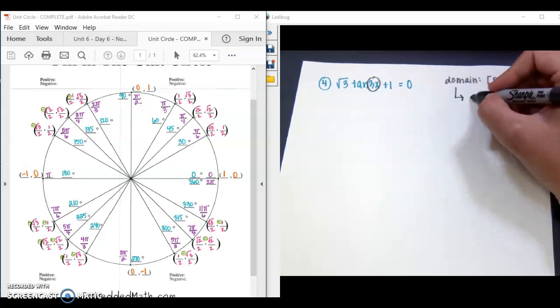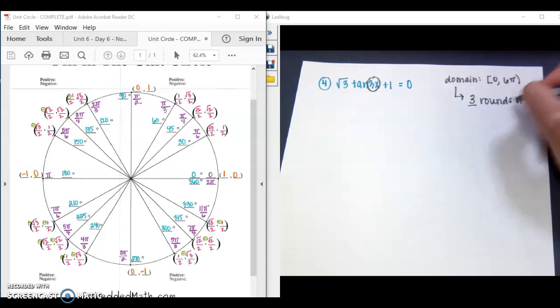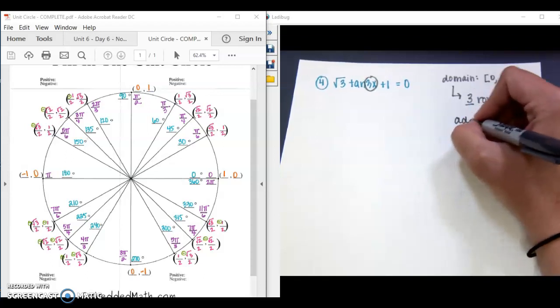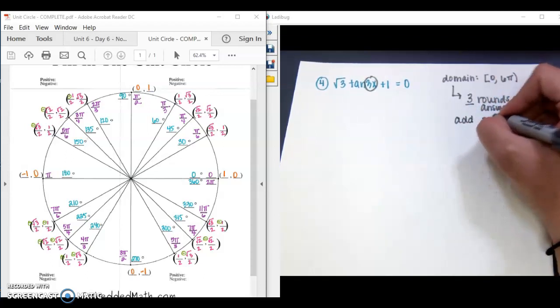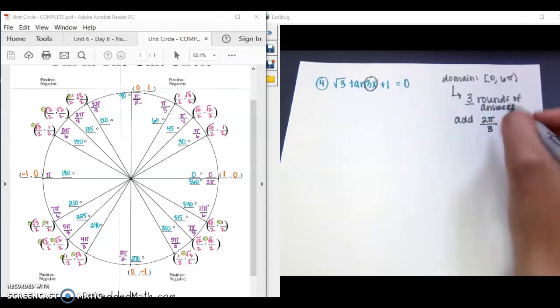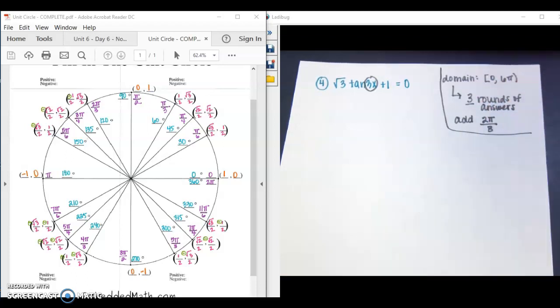This means that we're going to have 3 rounds of answers in order to get all the answers on the unit circle. So what you're going to be adding for each round is always 2 pi, which is just a circle, over, because it's 3x, you're going to do 2 pi over 3. That's what we'll be adding. So when we get to the part where we have the rounds, we'll have to make sure we use that.